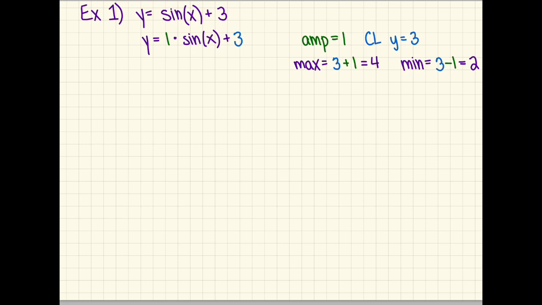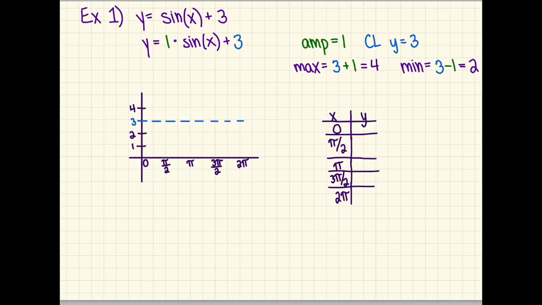Example 1, y equals sine of x plus 3. Even though it's not written, there's technically a 1 in front of sine of x and then plus 3. So therefore my amplitude is a positive 1. My center line is y equals 3. My maximum is going to be my center line plus my amplitude, so I have a maximum y value of 4. The minimum is going to be 3 minus my amplitude, so I have a minimum value of 2.